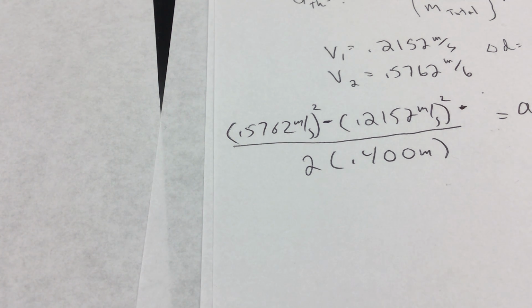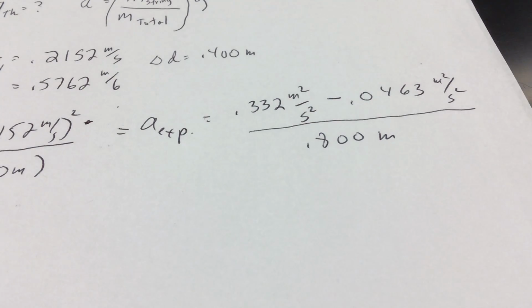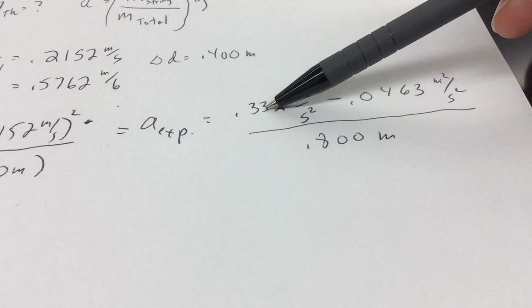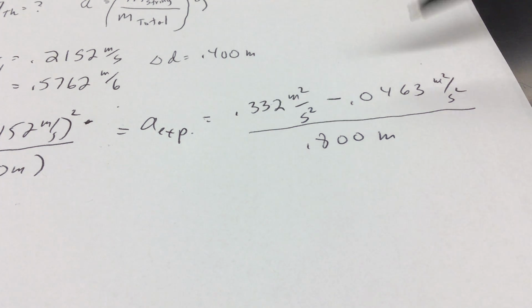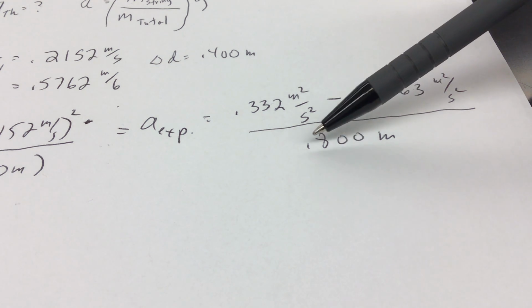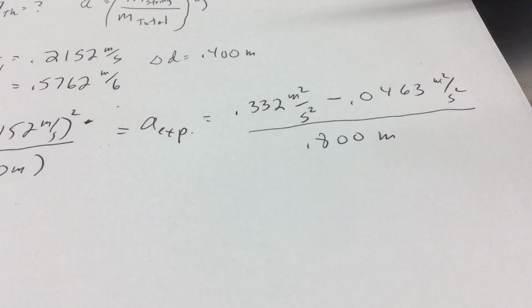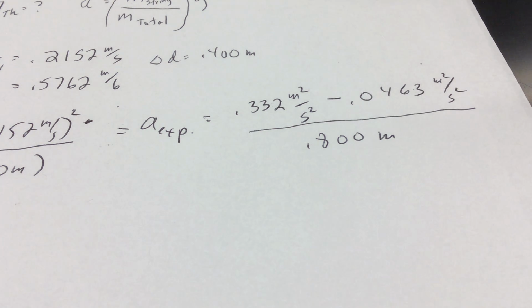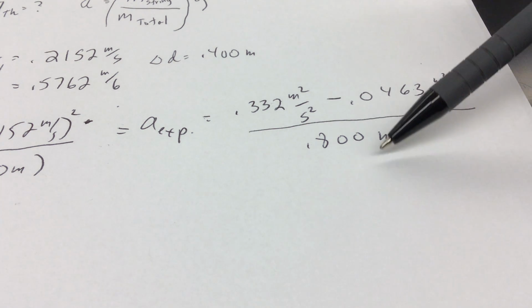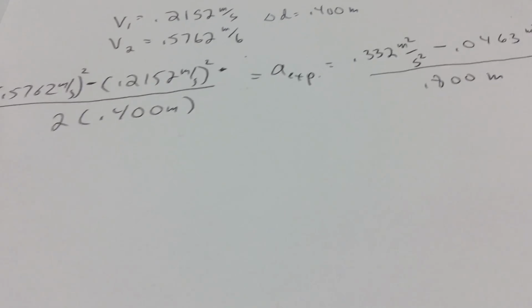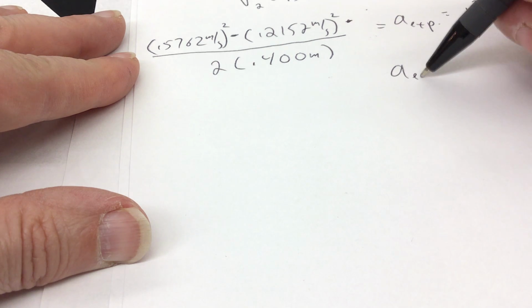So notice one of the meters, I'm sorry, you weren't watching me write it down. This is V2 squared, this is V1 squared, and divided by 2 times d, which is 0.8. So now all we have to do is take 0.332, subtract out 0.0463, divide by this, and we get our acceleration. Notice the meters in the bottom will cancel out one of the meters on the top, and we're left with the correct unit for the acceleration.